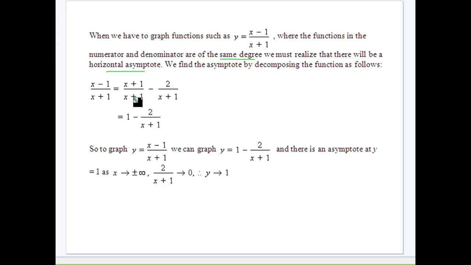You can do the polynomial division, or you can decompose it and say, well, if I'm going to get an x plus 1 there, that would be a minus 2 over x plus 1 to give us x minus 1 over x plus 1, where that would become 1. And as this part becomes close to 0 as x approaches infinity, then we'll approach y equal to 1. Now, when we do that, that means we're going to get a horizontal asymptote.